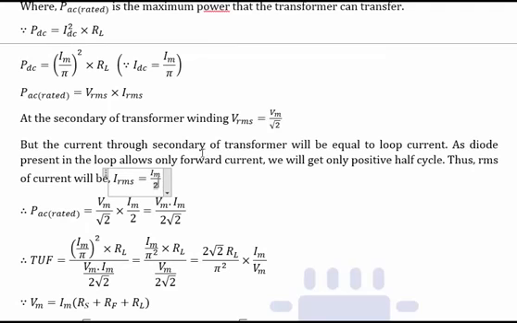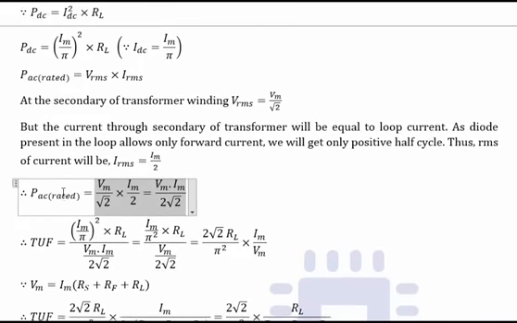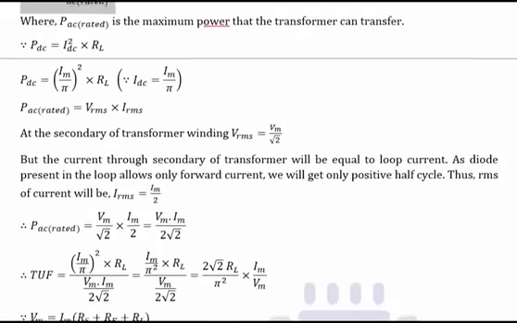So if these two things are available, then we can put Vrms and Irms, because this PAC rated is the power available at the secondary of the transformer. Vrms is Vm by root 2, Irms is Im by 2. So by putting this, we have Vm Im by 2 root 2. So if the rated AC power is available, and if the DC power is also available, then we can put this in the equation of TUF, PDC upon PAC rated.